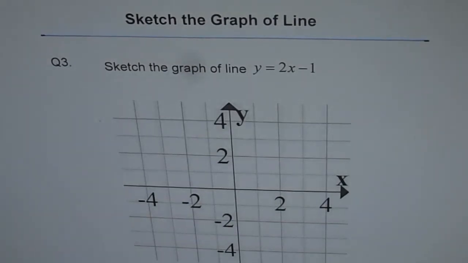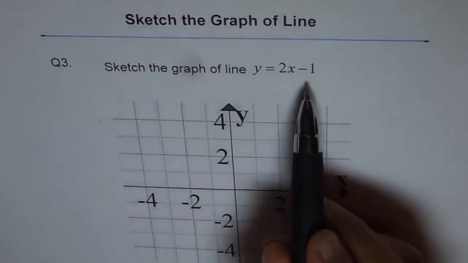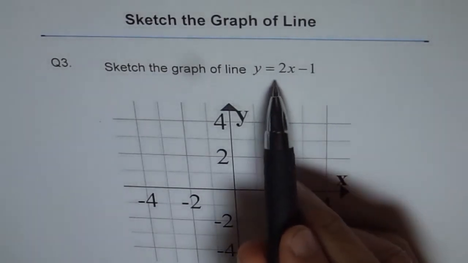Sketch the graph of line, question 3. Sketch the graph of the line y equals 2x minus 1. Now this is in slope-intercept form, so the best and easiest method of sketching this graph is to identify what the y-intercept is and what the slope is.